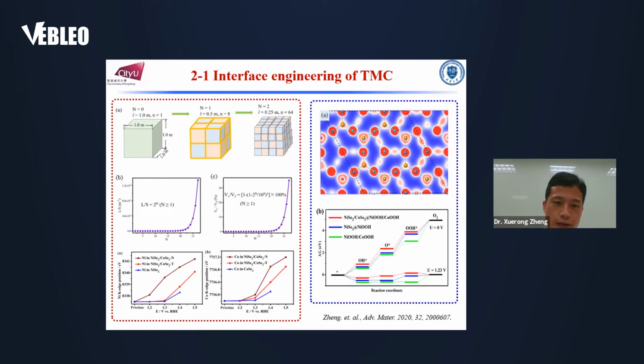And here is the different activity of the nickel and the cobalt in different interface structures. And this is consistent with the DFT calculations.